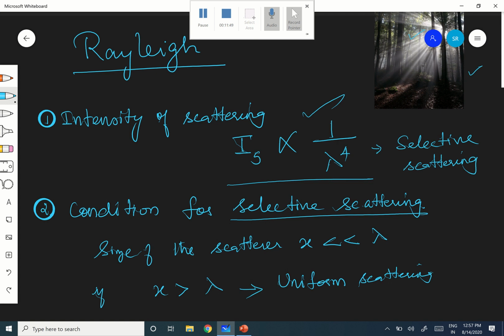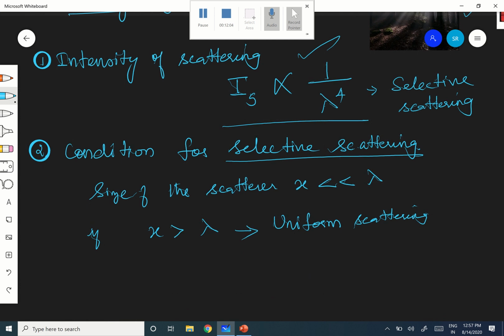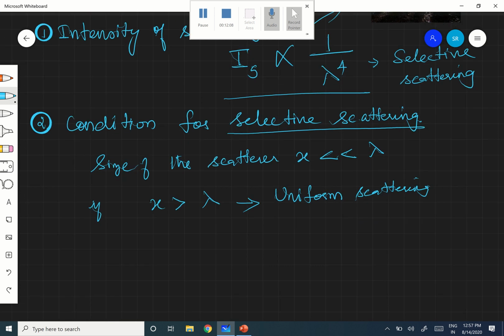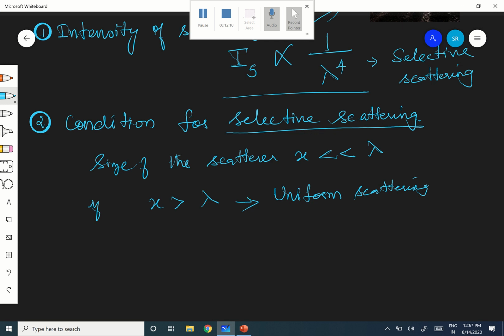If the size of the scatterer is very much less than the wavelength of the light, then it will go for selective scattering. If it is big, then it scatters all the light uniformly. Are you following, children? Therefore, with respect to this, we are going to see the different day-to-day life happenings here. Some applications of this atmospheric scattering of light.